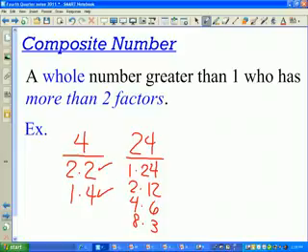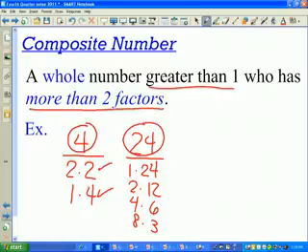For 24 I can use 1, 2, 3, 4, 8, 6, 12, and 24 as factors. So since I have more than 2 factors and I have a whole number that's greater than 1, that means those 2 examples there are composite numbers.